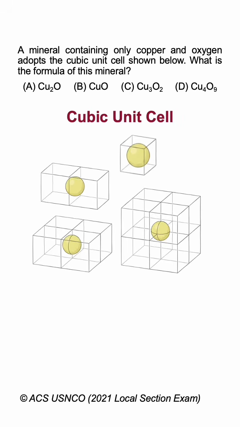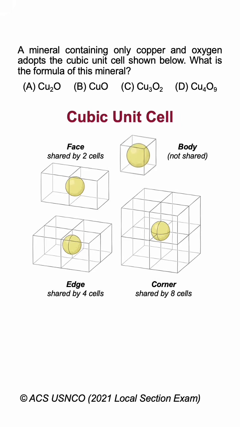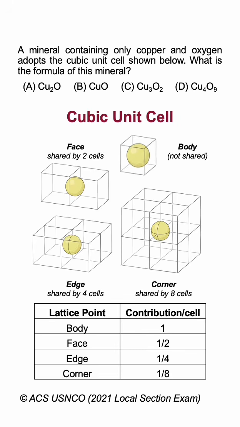So an atom completely inside the body belongs to that cell entirely, with contribution equal to 1. But if an atom is shared on a face, it's split between two cells and the contribution is 1/2. On an edge, it's shared by four cells, contributing 1/4 of an atom, and if it is on the corner, it's shared by eight cells, contributing 1/8 of an atom to each cell. So this is the summary of the lattice points and the contribution per cell.